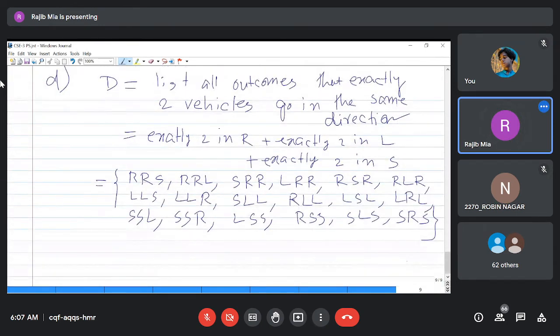Total 18. Then part E, list all outcomes in D complement. So find D complement, D dash. And then list all outcomes in C union D and C intersection D. So find this D complement first.